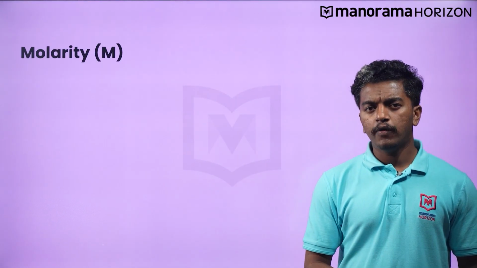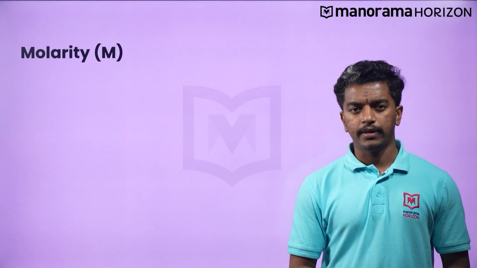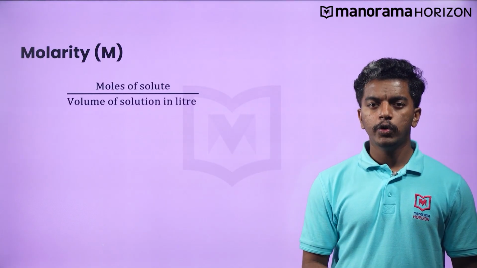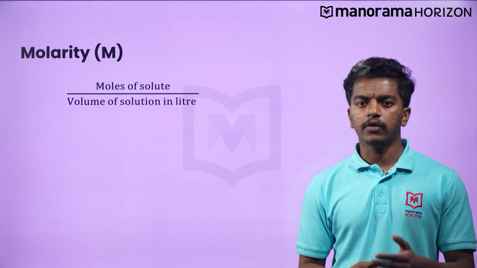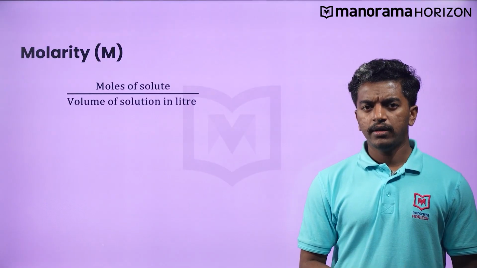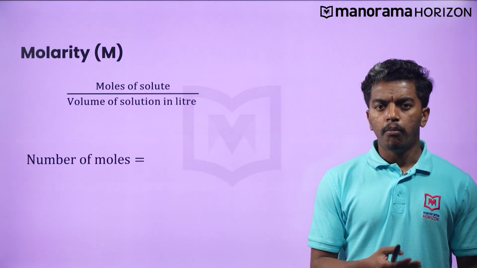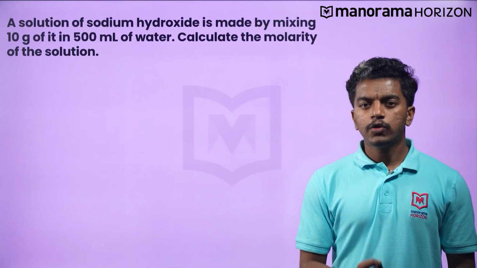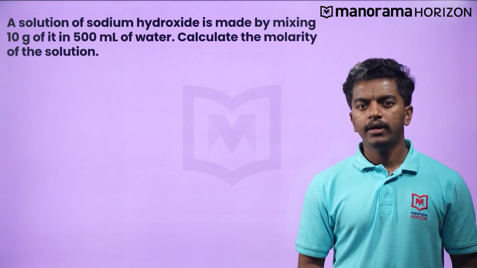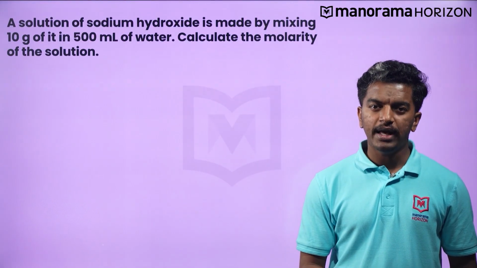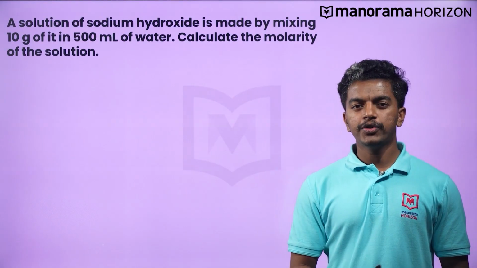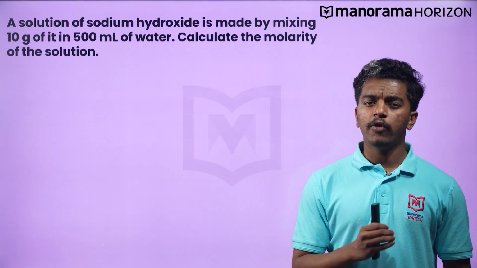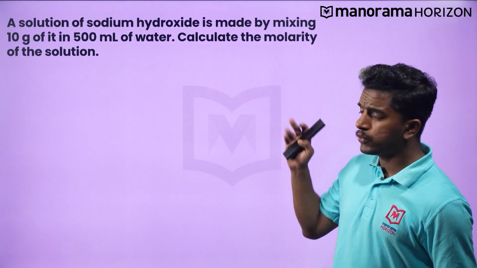Yet another way of expressing concentration is molarity. Molarity is defined as the number of moles of solute dissolved per liter of the solution. Recall that the ratio of mass to molar mass gives the number of moles. Let us solve this numerical problem so that you will understand the concept of molarity more clearly. A solution of sodium hydroxide was prepared by mixing 10 gram of NaOH in 500 milliliter of solvent.